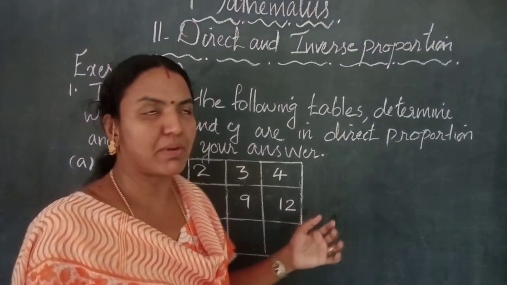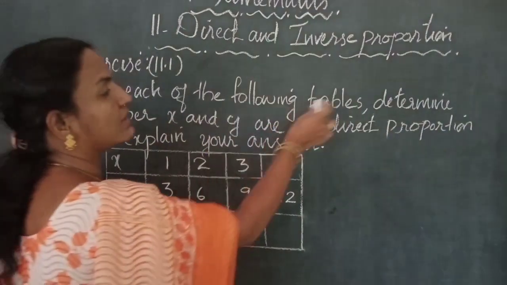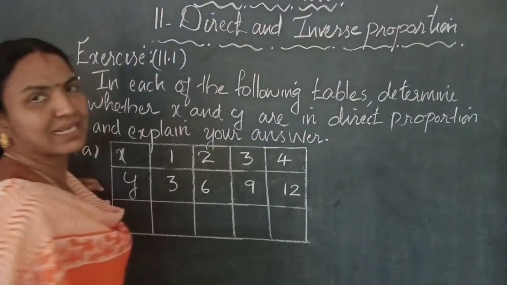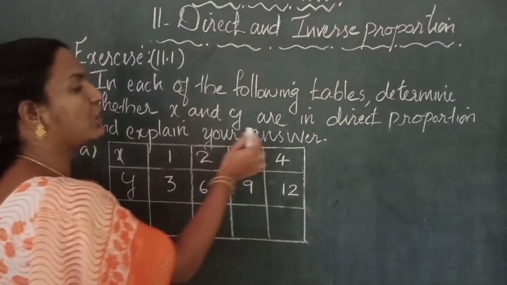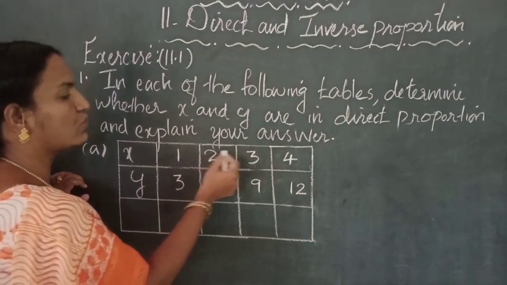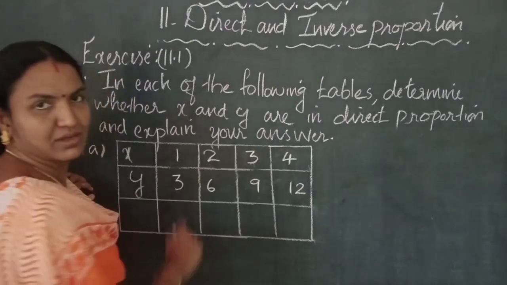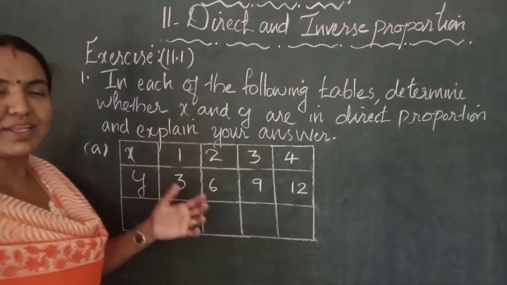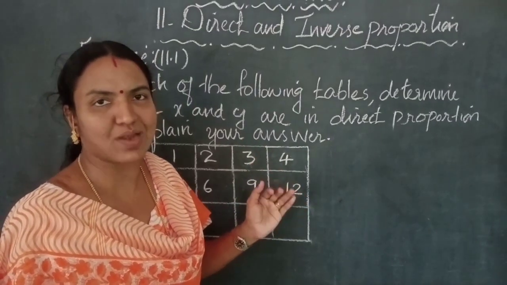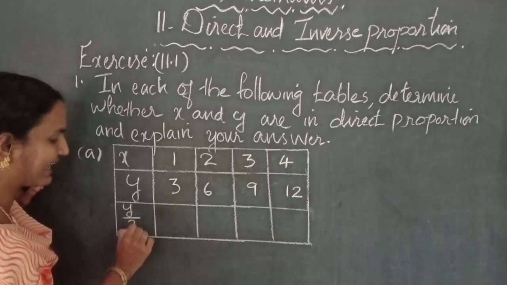Move on to exercise problems. First problem from exercise 11.1. In each of the following tables, determine whether x and y are in direct proportion and explain your answer. Option A: x is 1, 2, 3, 4; y is 3, 6, 9, 12. Okay, so two quantities x and y are said to be in direct proportion when y by x is a constant. So first we have to find y divided by x.